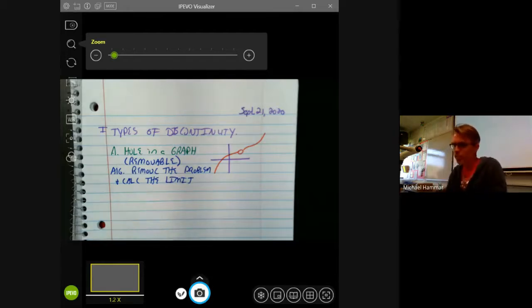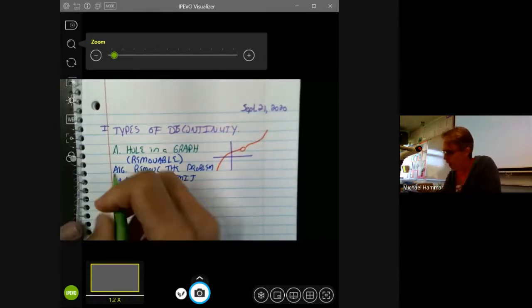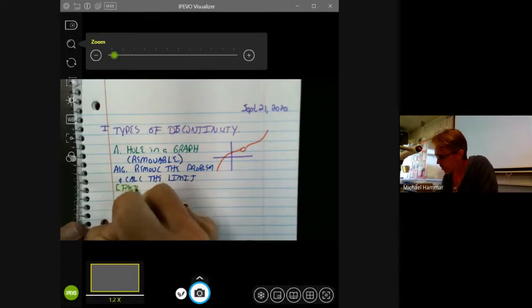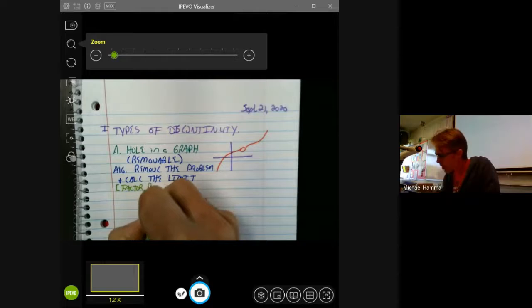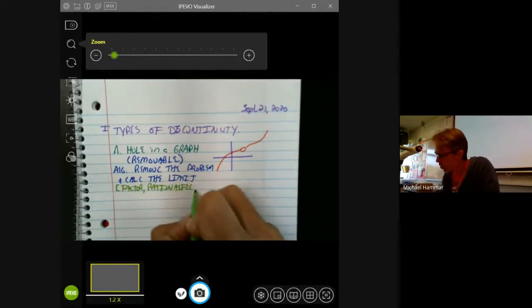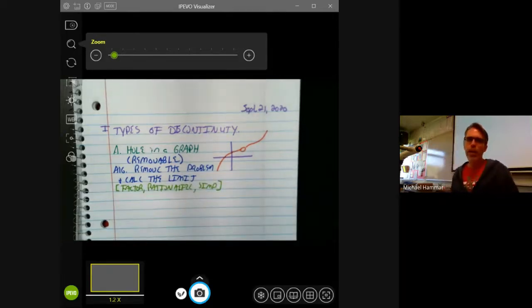We have several ways of doing this. You guys are probably pretty familiar with them because we just finished studying those. So the three ways are: you can factor to remove the discontinuity, and you can calculate it. You can rationalize, or you can simplify. Okay, so if you have a discontinuity that is a hole or a gap, you can do one of those three things, and you can remove that discontinuity.